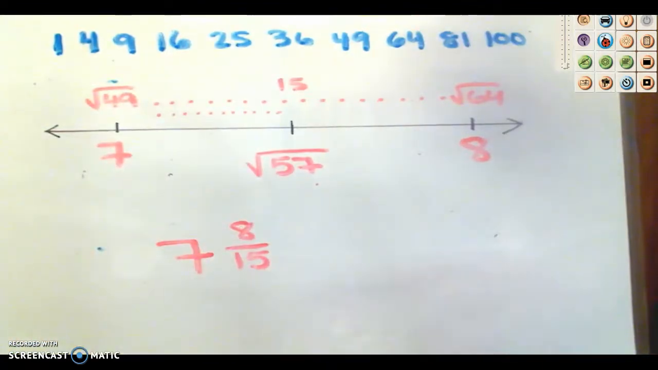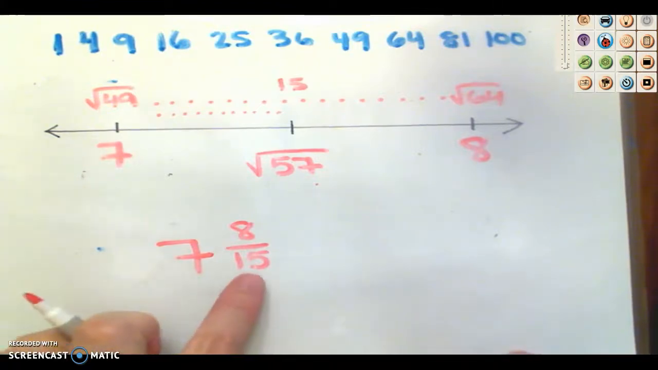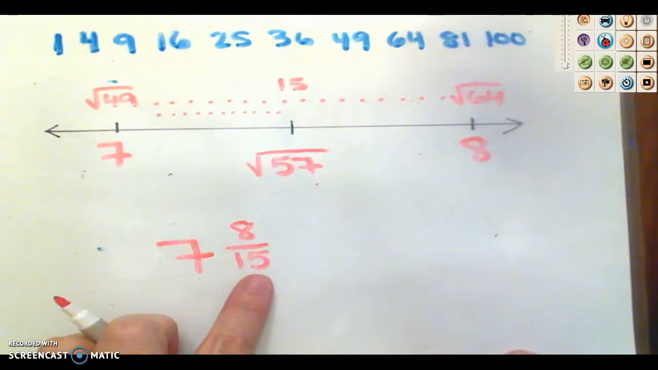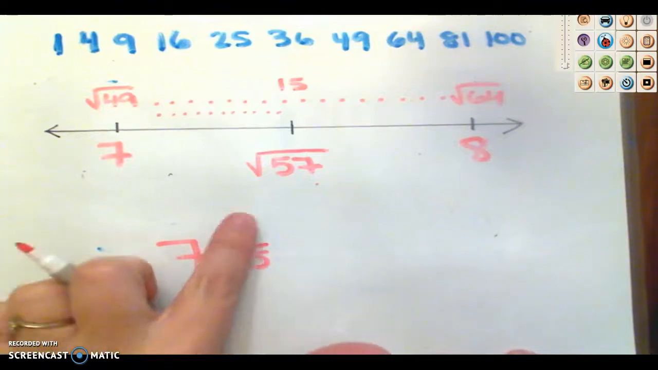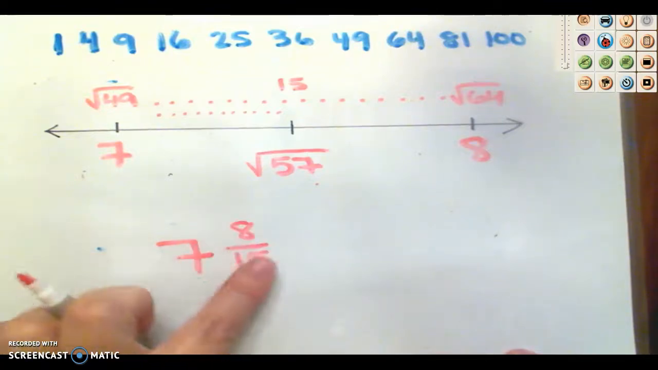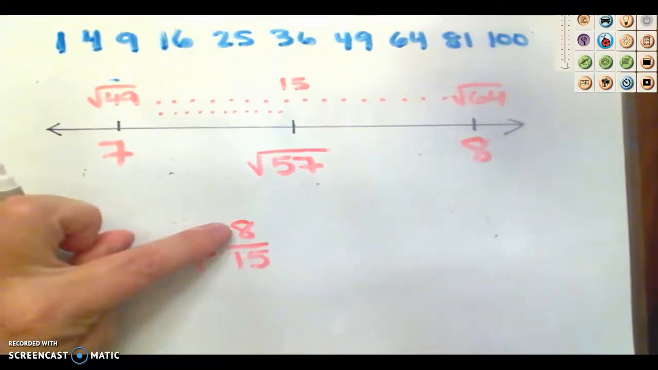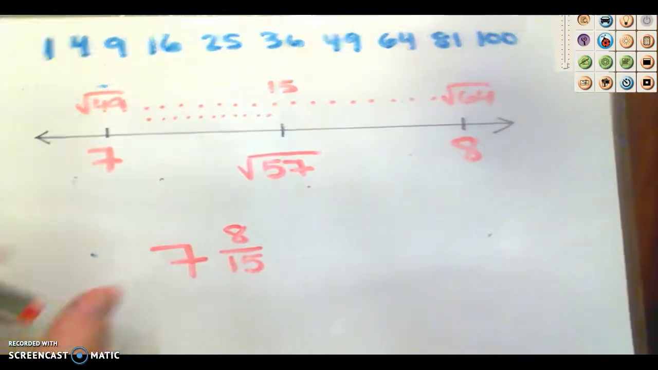So we have taken an irrational number and turned it rational. This is just an estimate, and we're just trying to make it a more accurate estimate than, well, I think it's about 7.5. Now if I wanted to get even closer and estimate to the nearest tenth, I can take this fraction and turn it into a decimal by dividing the numerator by the denominator.